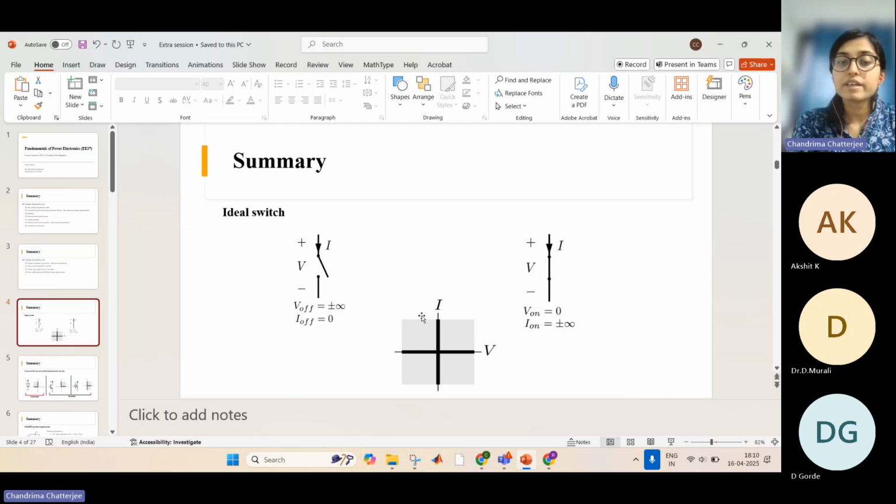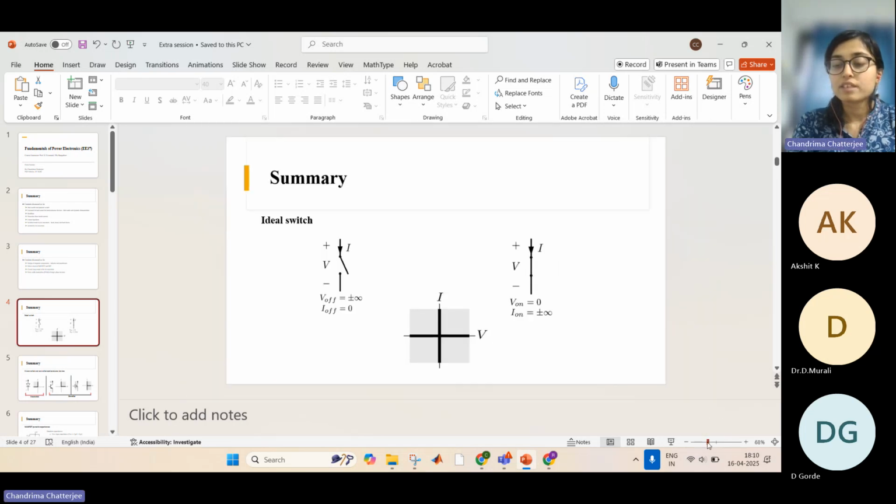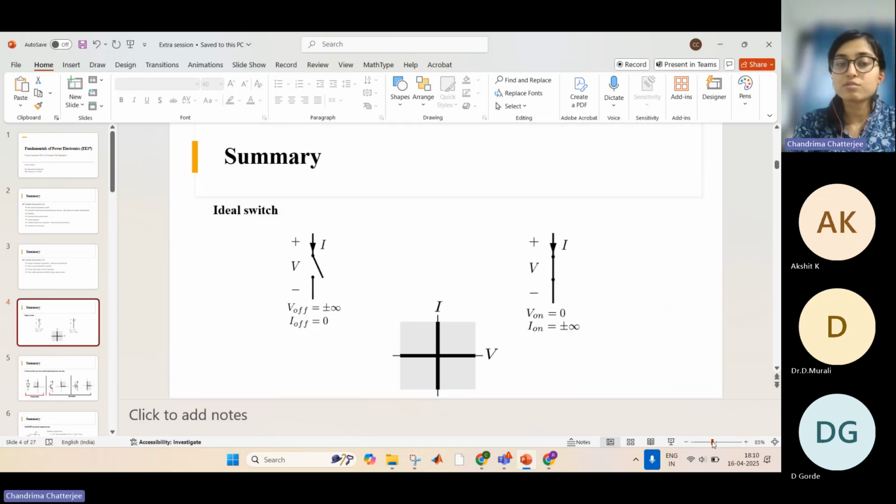So first of all, the ideal switch. It's very important, right? To understand the ideal switch. If you don't understand the ideal switch properties, you will not be able to understand the actual switch properties, the practical switches. Practical switches are nothing but ideal switches, but with some non-idealities, right?